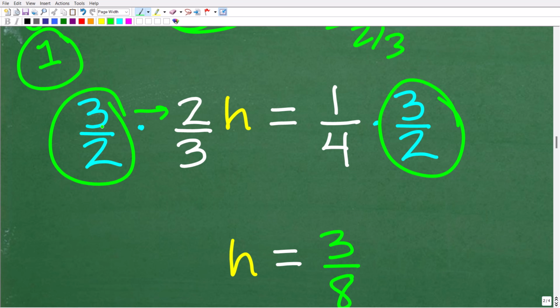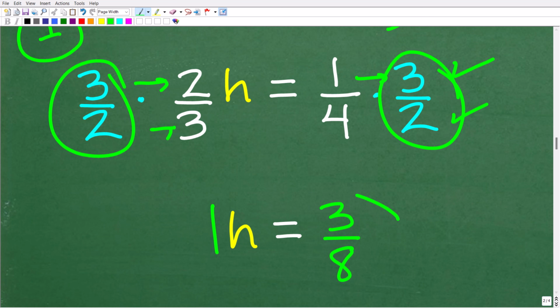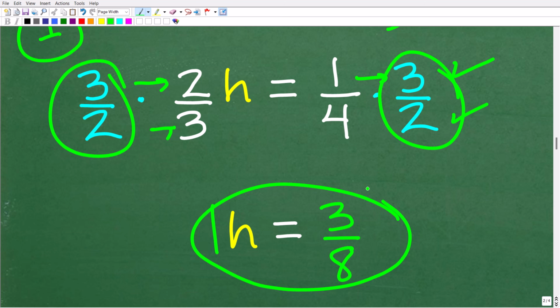So 3/2 times 2/3 is going to be equal to what? Well, that's 1h. And then 1/4 times 3/2 is what? Well, that's going to be 1 times 3, which is 3, and 4 times 2 is 8. So our final answer here is h is equal to 3/8.